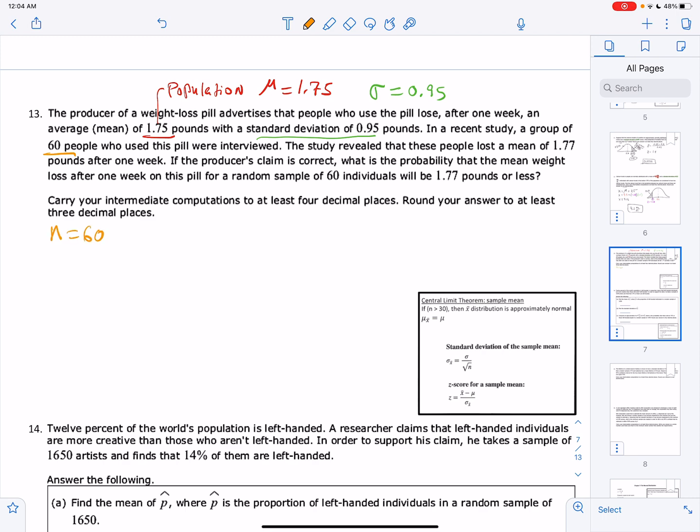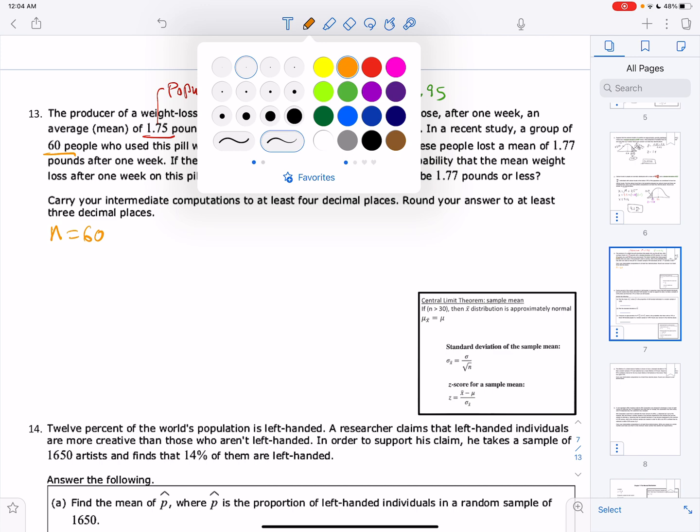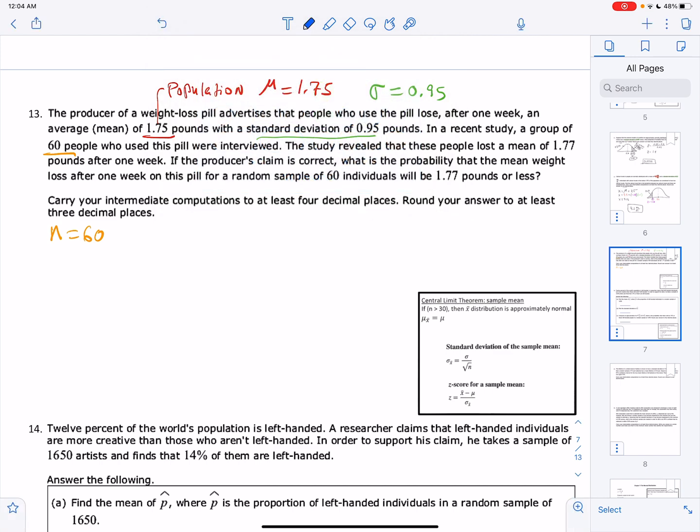Who used this pill were interviewed. The study revealed that these people lost a mean of 1.77 pounds after 1 week. Well, now we're talking about, I'm going to run out of colors, aren't I? This is the mean, but who's it the mean of? It's a mean from these 60 people. That's called a sample mean, right? So let's pull that information down here. This is called a sample mean, x bar, 1.77 pounds after 1 week.